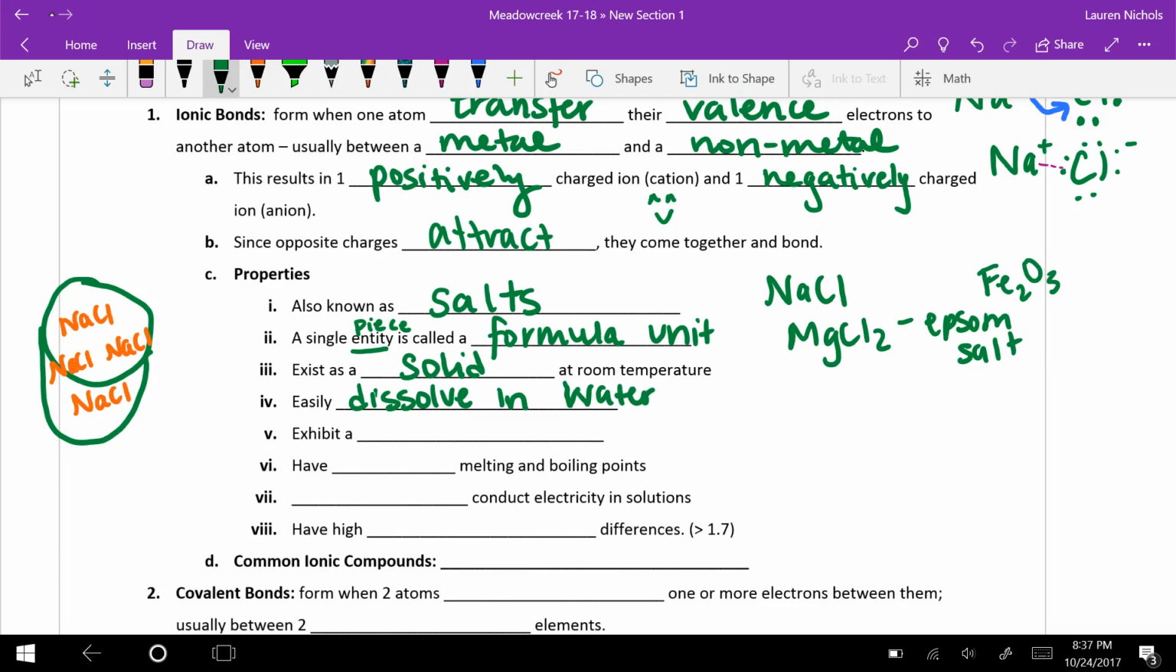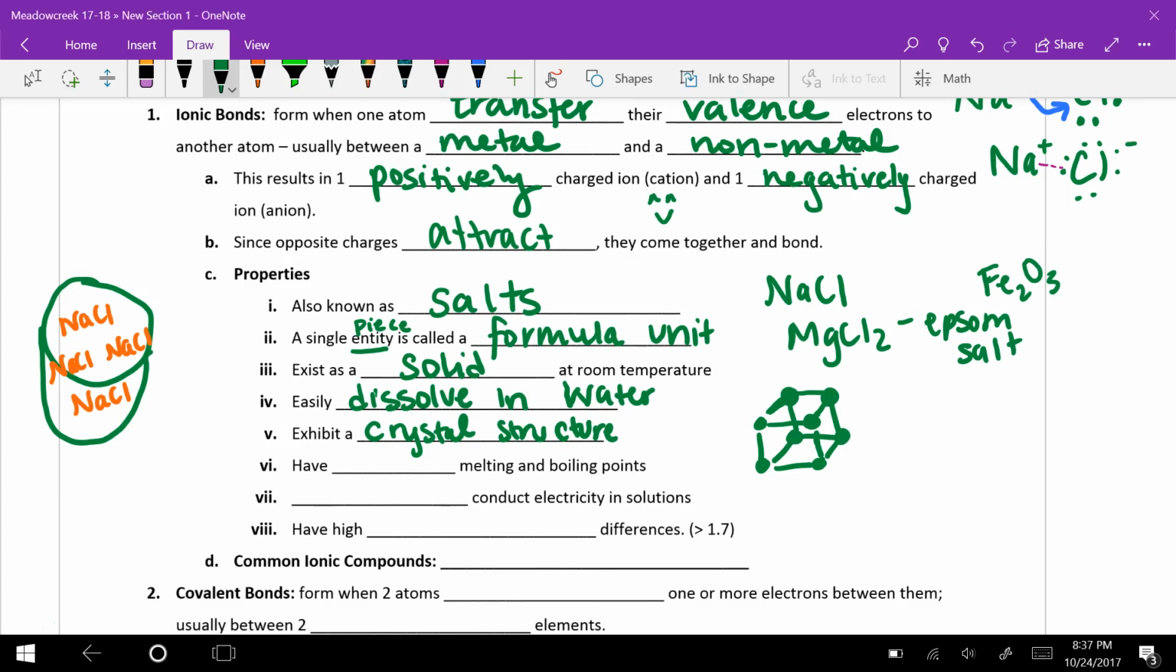Easily dissolve in water. Now, they are also going to exhibit a crystal structure. What this means is that the way they bond is going to form a pattern. So, for example, they might form bonds that kind of look square-like, where the bonds are the lines connecting the dots. That might be a type of structure that they would form.